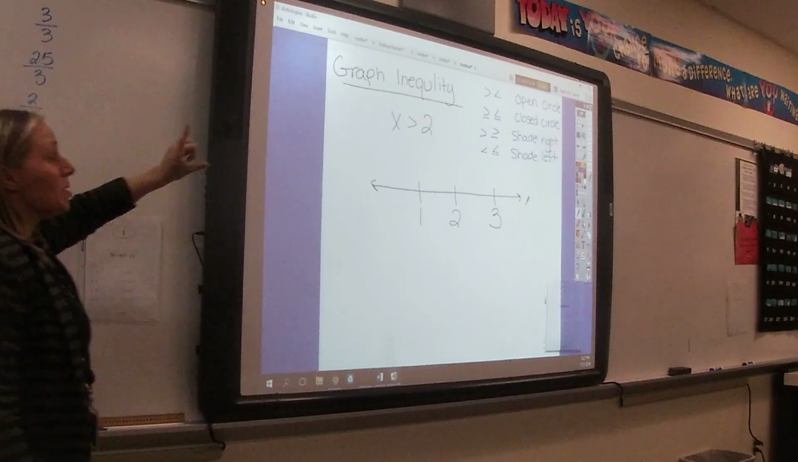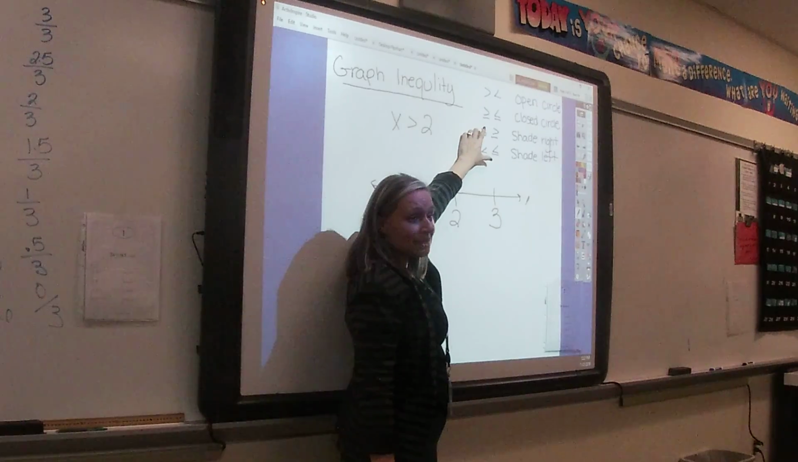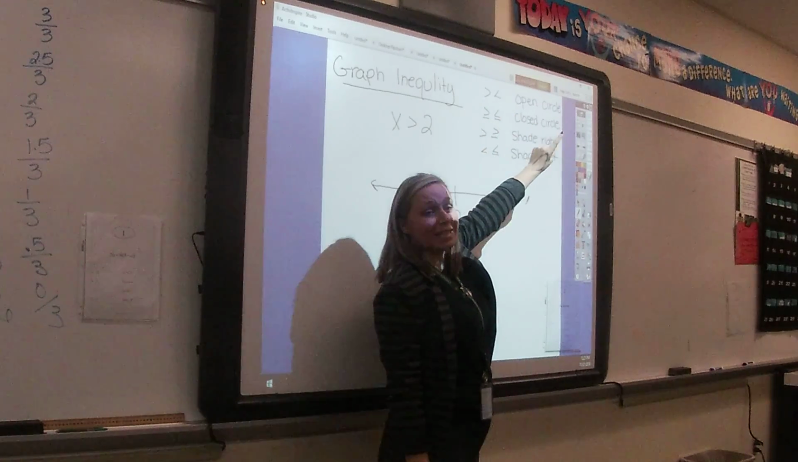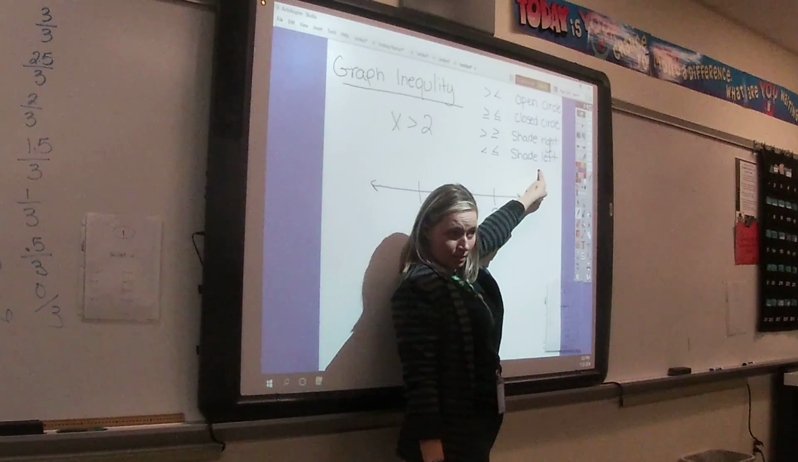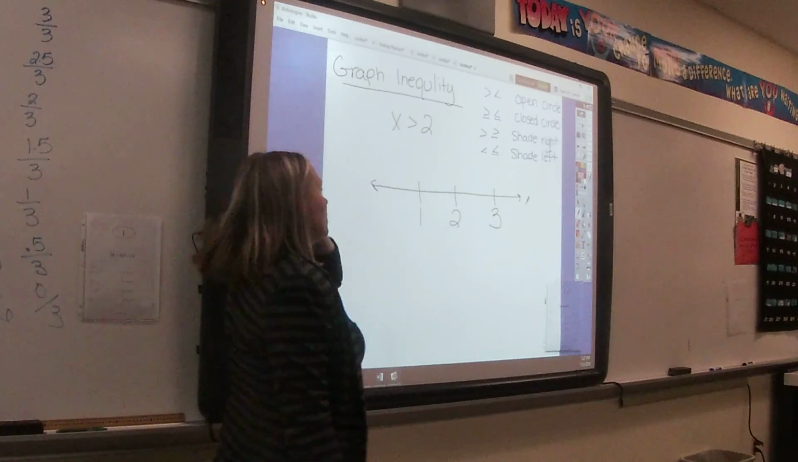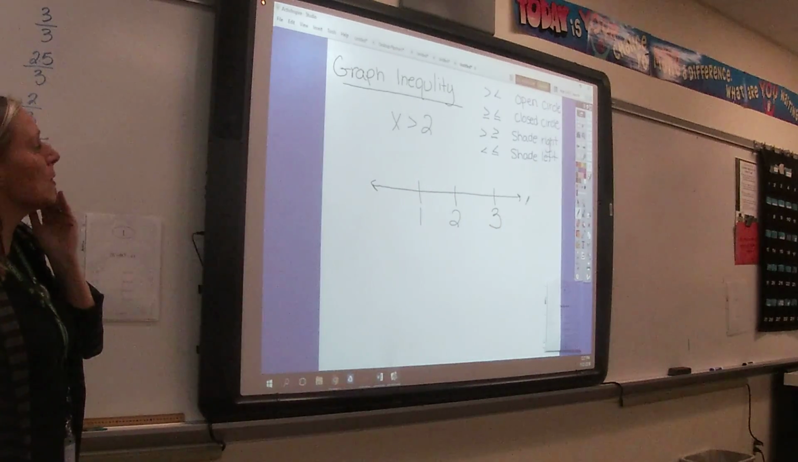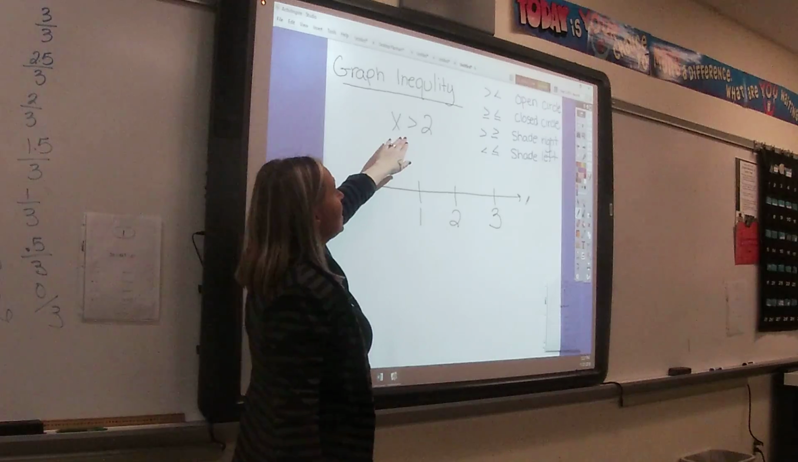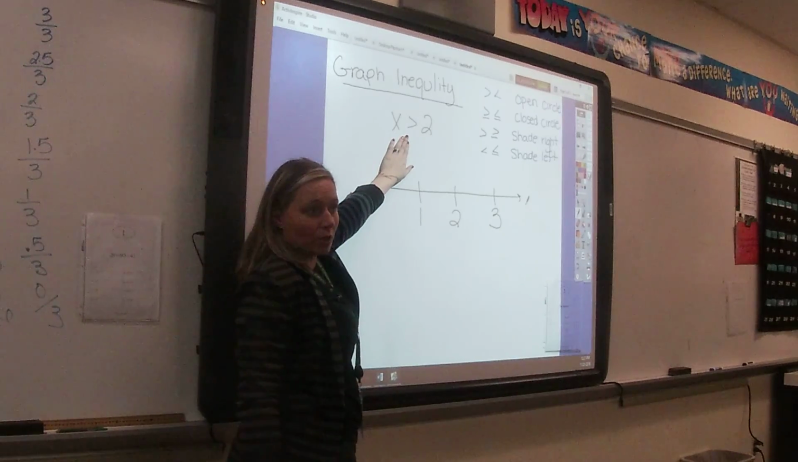Okay, so the one that opens like an L is our less than, and that's also the one where we shade to the left. Okay, so if you don't necessarily know that as well. So by this symbol, do we want an open circle or a filled in circle?